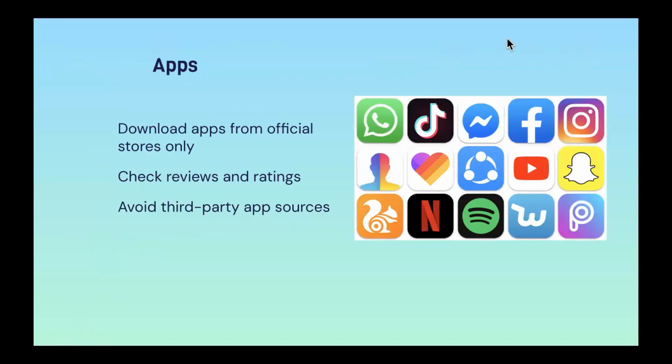You also do want to think about the types of apps that you're downloading and where you're downloading them from. So make sure that you're only downloading applications from official stores. Also check reviews and ratings to see what other users have experienced in terms of safety and security with the app, and avoid third-party app sources. So make sure you're just using the app as it is rather than using any third parties associated with the application.